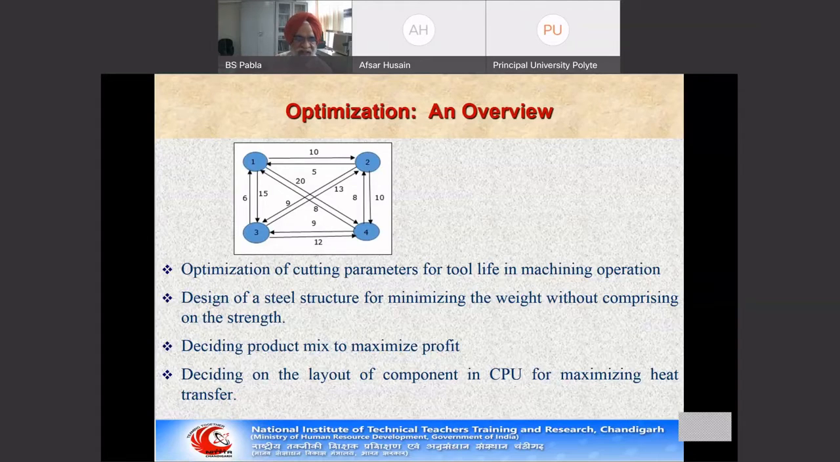Another example, just see. Design of a steel structure for minimizing the weight without compromising on the strength. We want to design a cantilever. We want to design a simply supported beam. What should be the dimensions of the simply supported beam so that it will not fail, and at the same time I want to reduce the weight? I want to reduce the cost.